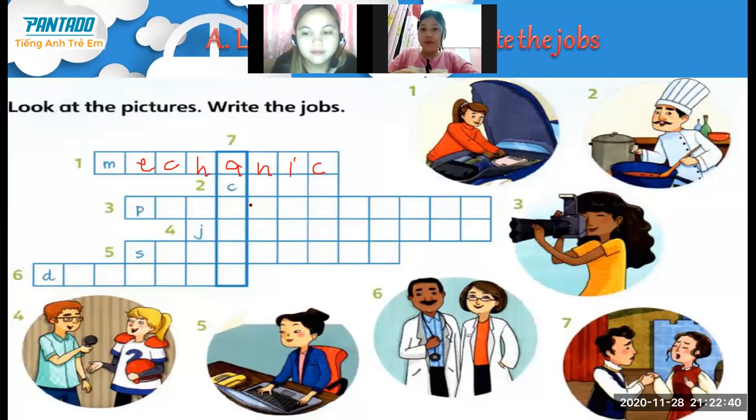He is a cook. Are you sure? Cook or chef? What do you think? A chef. Okay. So it can be a cook too because it's four letters too. Okay, number three. What is the job of number three? Photographer. Very good. Okay, wait, I will write. Photographer.